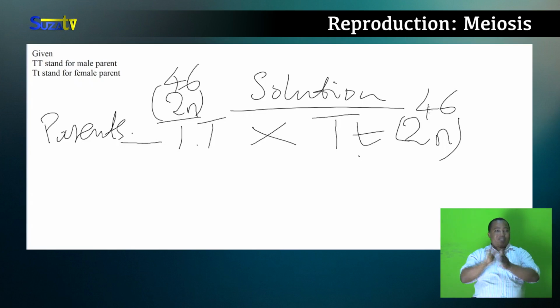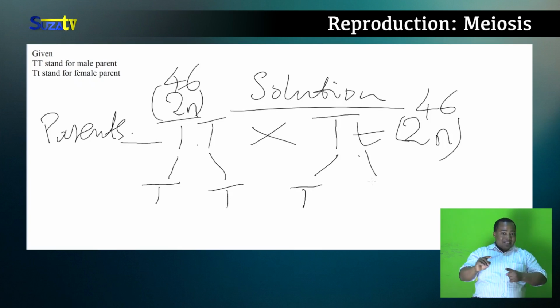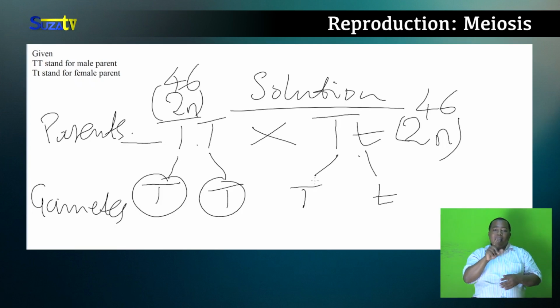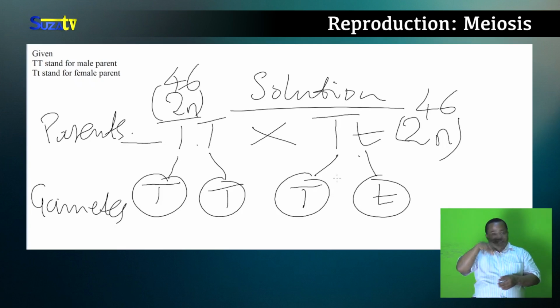So if that's the cell, now they undergo the meiosis process. This one will segregate here, and this one will segregate here, and this one here, and this one here. So what we see is that we are going to make gametes. So this one is a gamete, and this one is a gamete, and this one a gamete, and this one a gamete.